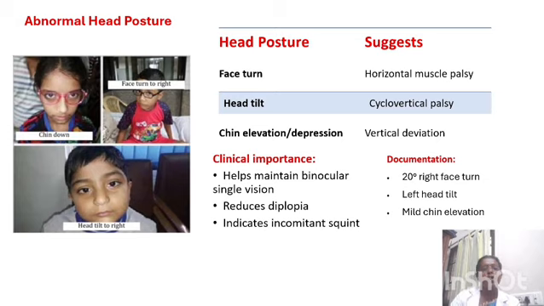Patients often adopt an abnormal head posture to maintain binocular single vision and minimize diplopia. A face turn commonly indicates horizontal muscle palsy. Head tilt suggests cyclovertical muscle involvement, and chin elevation or depression usually indicates vertical deviation.